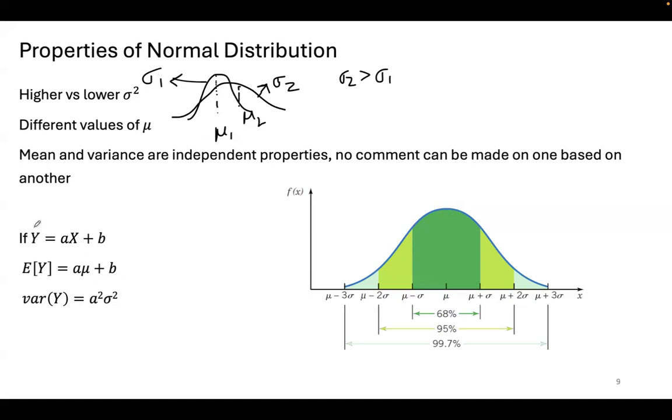They are both independent properties. And if you have a random variable y which is something times a random variable x plus a constant, where x is normally distributed, then the expectation of y will be along those lines, simply replacing x with y. But for the variance, the extra constant you're adding is just shifting the graph left and right.